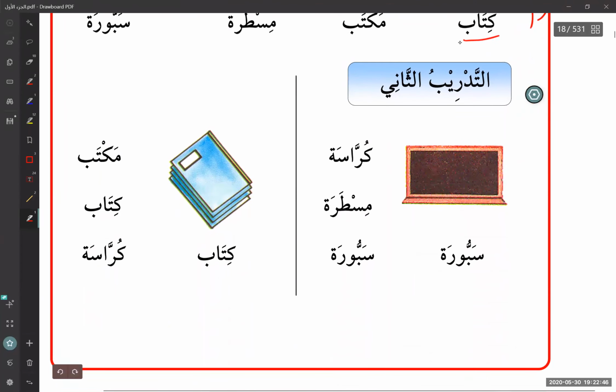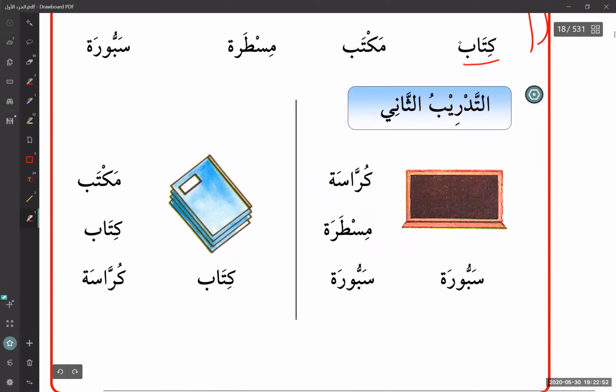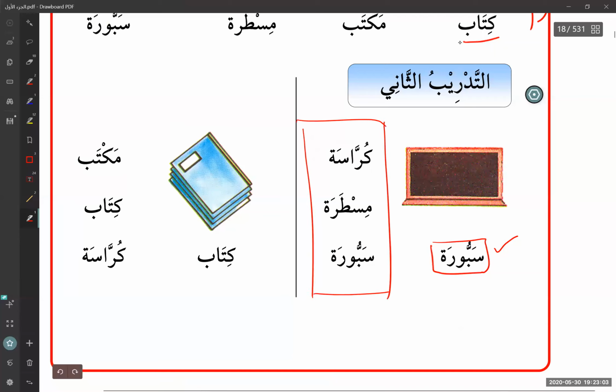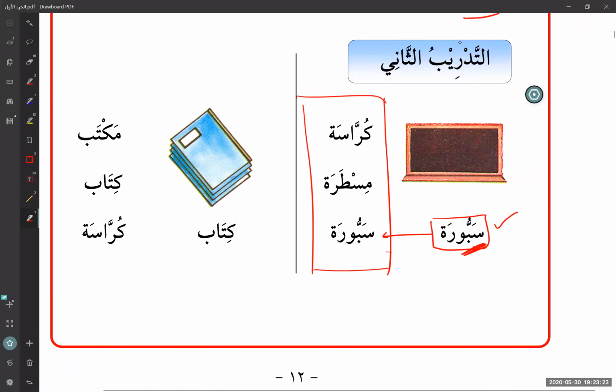Then we move on to the next exercise, التدريب الثاني. It's also a very simple exercise. Basically, it gives you a word, for example here's sabura, and then you have a list, and you're supposed to find this word from the list and make a line. If you're just looking for the word and connecting it with a straight line, that's not going to help you too much. Same thing: when you see this word, you try to find out what it means, and then you connect.